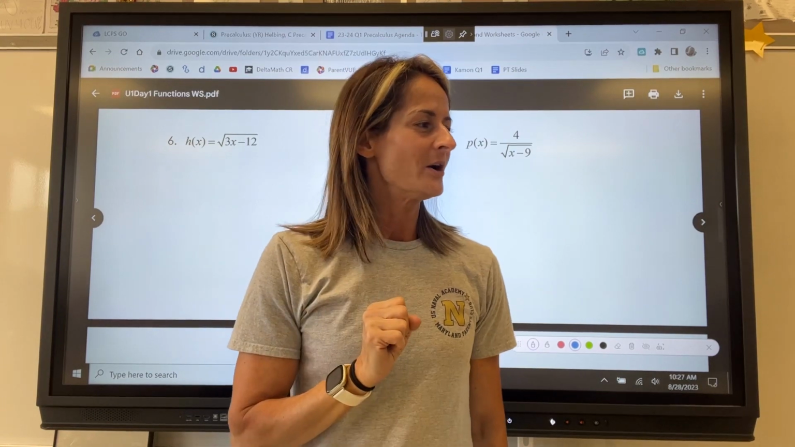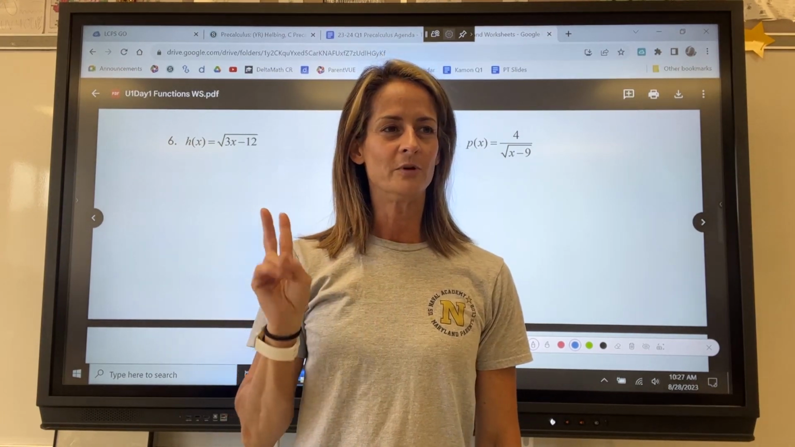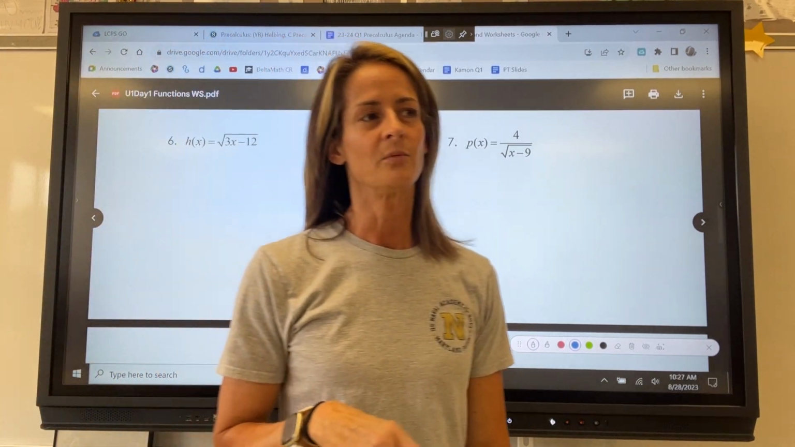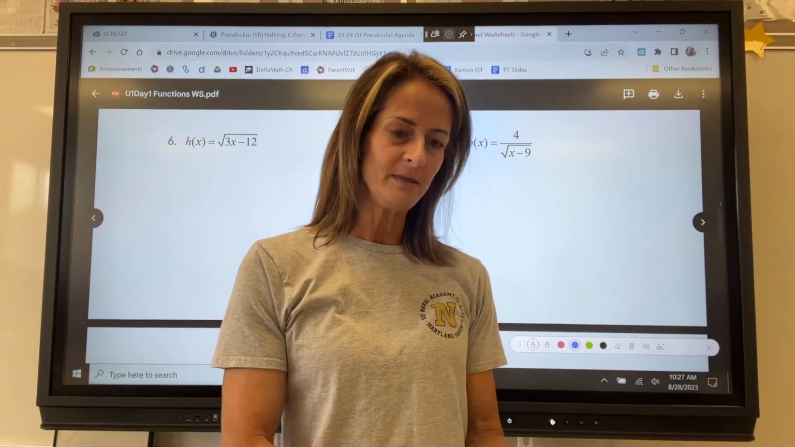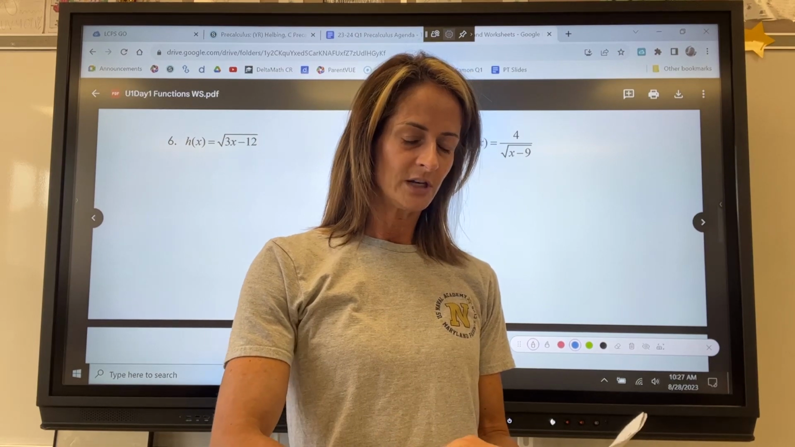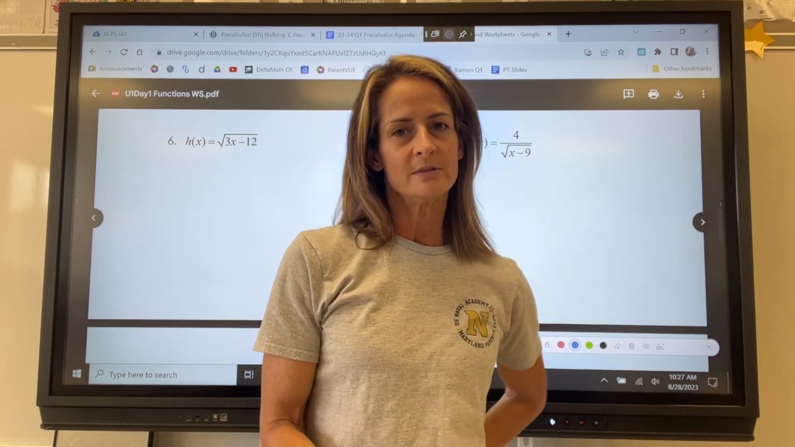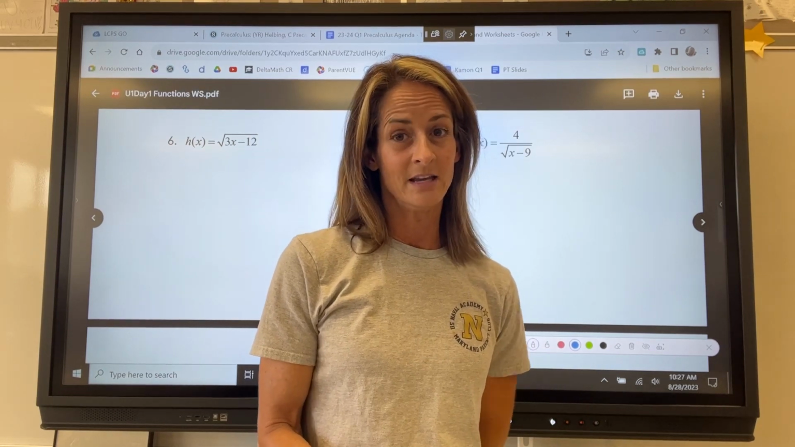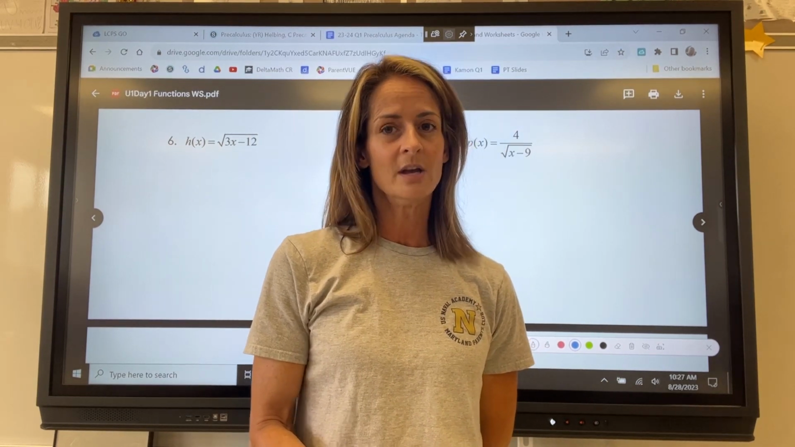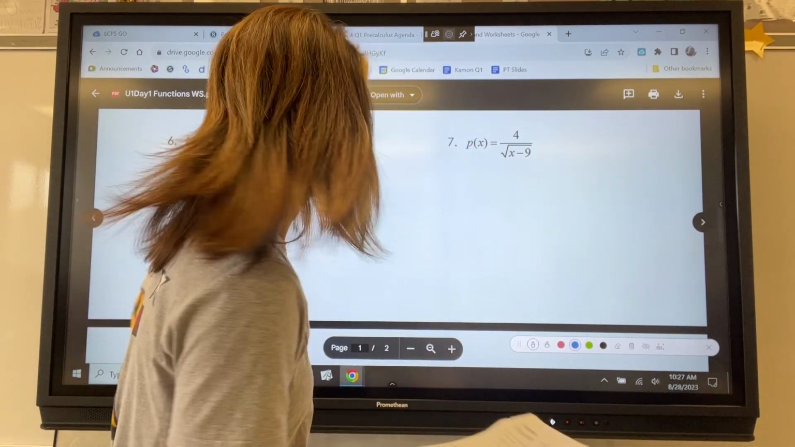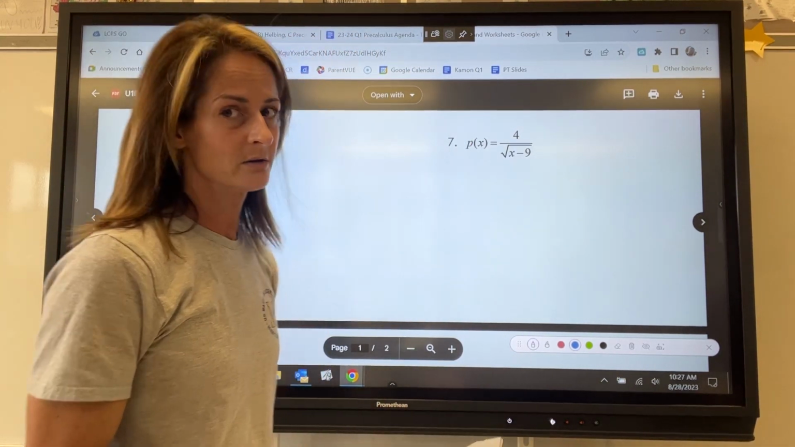So today we are going to move on in the same worksheet to problems 6 and 7. Right now the directions say find the domain of each function. We just did a problem where the numerator was x and the denominator was x squared minus 16, and we had to set our denominator equal to 0 to figure out what values we couldn't put in for x. Now we're moving on to some radicals.